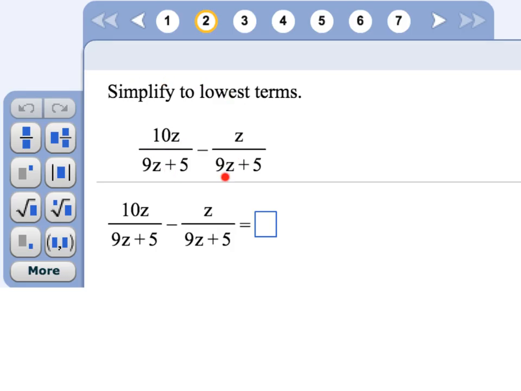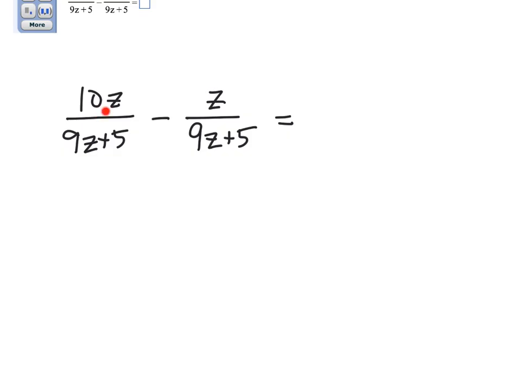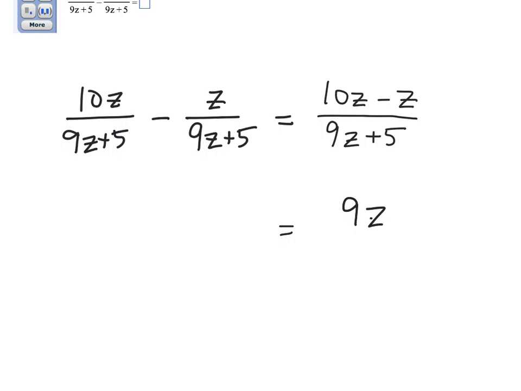We've got another problem where we are supposed to subtract, and you'll notice we already have our common denominators. So our denominator is still going to be 9z plus 5, and our numerator is going to be 10z minus z. A lot of students in algebra forget and think, oh, 10z minus z is equal to 10 because the z's cancel out. No. 10z minus z equals 9z over 9z plus 5.